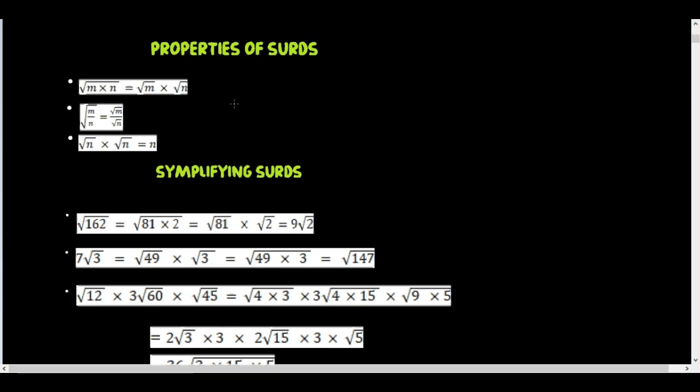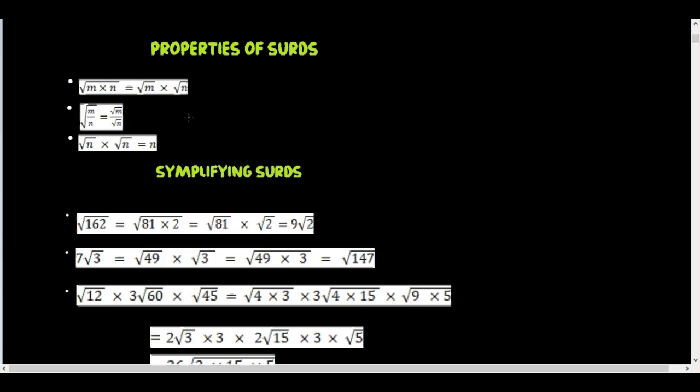Properties of surds. These are going to help us when we are simplifying surds. The first property is when we have two numbers multiplying themselves under the square root sign, we can distribute the square root sign to the numbers such that we have the square root of the first number multiplying the square root of the second number, depending on how many numbers we have. That's how you simplify the sign.